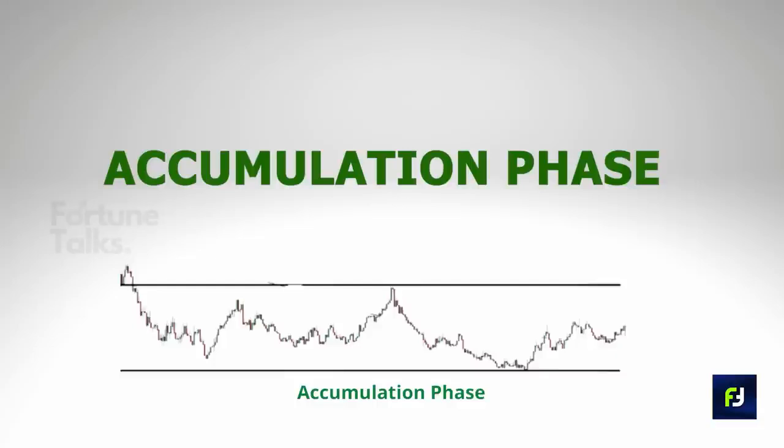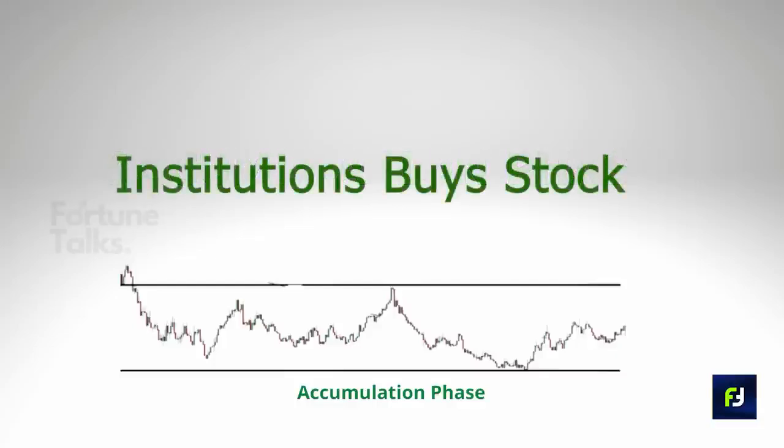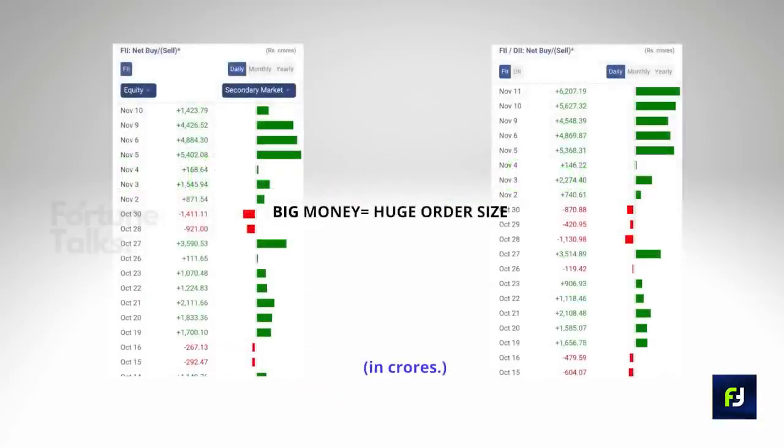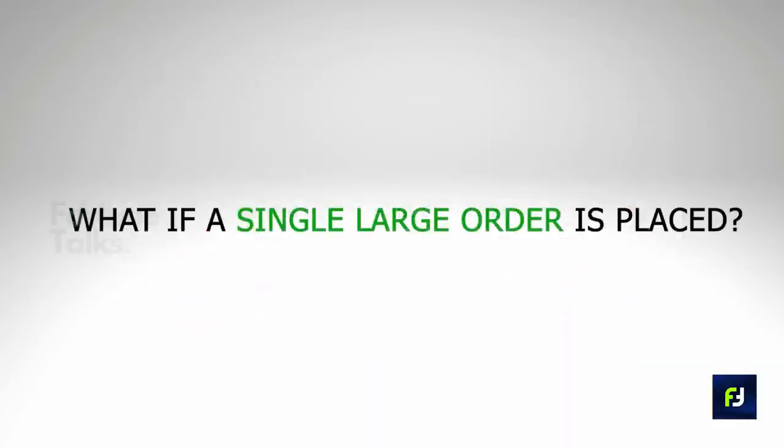So let us look at how the market transitions from one phase to the other. Let us start with the accumulation phase. The accumulation phase is when the big institutions start buying a particular stock. These institutions deal in huge bulks of money. Therefore, their order sizes are expected to be huge. So think what happens if they buy such huge quantities in a single order.